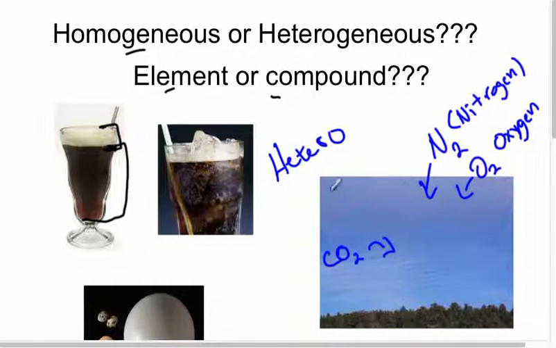So air has a compound in it. It has two different elements in it. They're all mixed together. You can't pick out one part of the air and it have a different consistency than another part, really. So it is homogeneous. Alright, let's keep moving on.